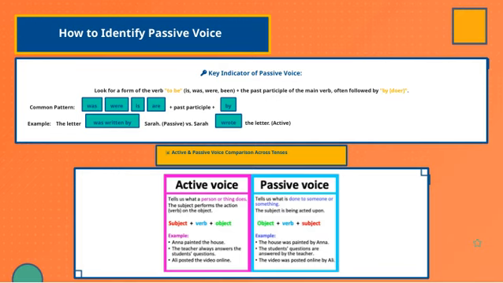For example, in the sentence, "The letter was written by Sarah," we see the passive voice. Compare that to the active voice: "Sarah wrote the letter." To help you get a better grasp, we also have a comparison of active and passive voice across different tenses. This helps you see how the structure changes depending on the tense, making it easier to spot passive voice in any context. Understanding these indicators is crucial because it connects directly to our overall goal, improving clarity and style in your writing by choosing the right voice.